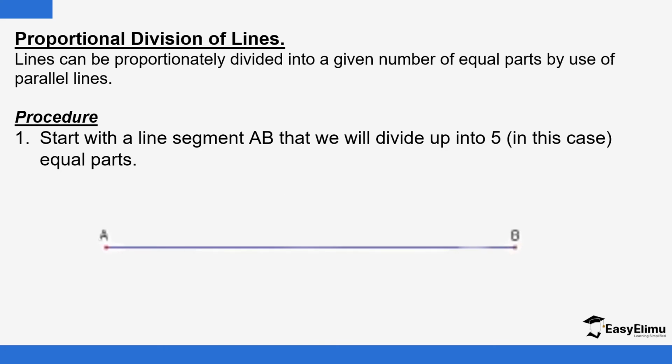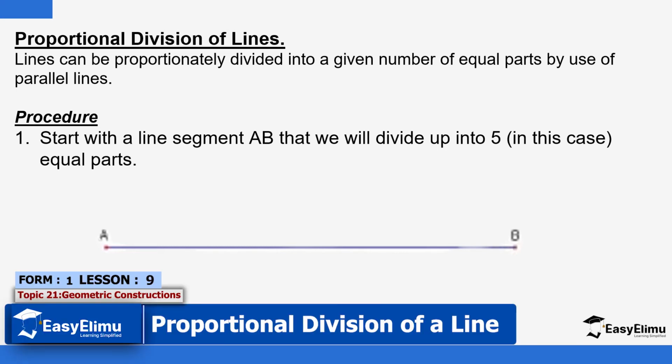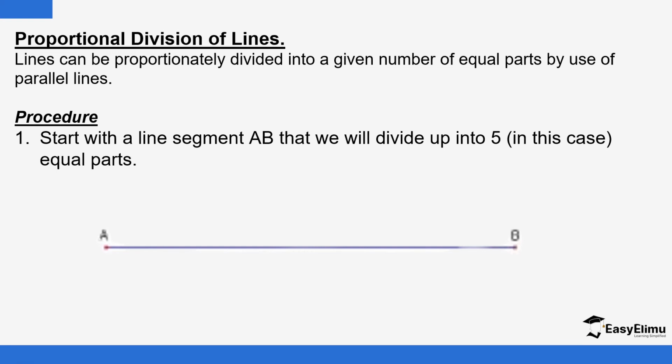So what does it mean when you talk about proportional division of a line? We say that lines can be proportionately divided into a given number of equal parts by use of parallel lines. Remember when you are drawing parallel lines in the previous slide, we talked about two approaches. One, using a ruler and a pair of compasses only, and two, using a ruler and a set square. So either of the two can be used. We are basically going to use a ruler and a pair of compasses only to help us do the same.